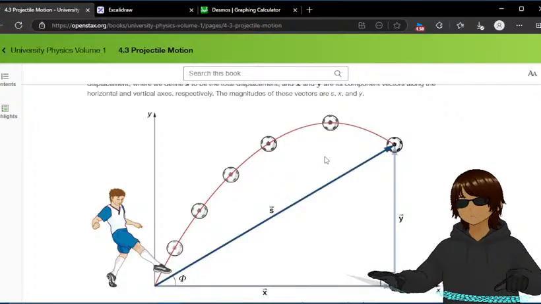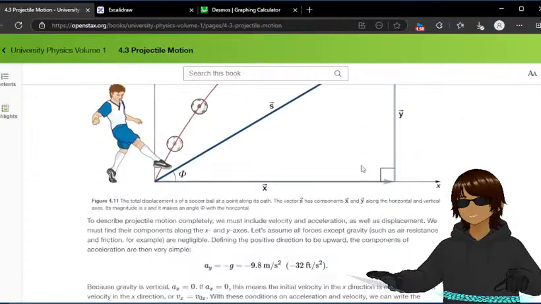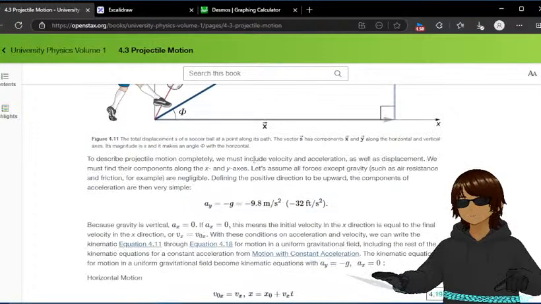Right, so he kicks a ball. There's the motion in the x direction, motion in the y direction. To describe projectile motion completely, we must include velocity and acceleration as well as displacement. We must find their components along the x and y axis. Let's assume forces except gravity, such as air resistance and friction, for example, are negligible.